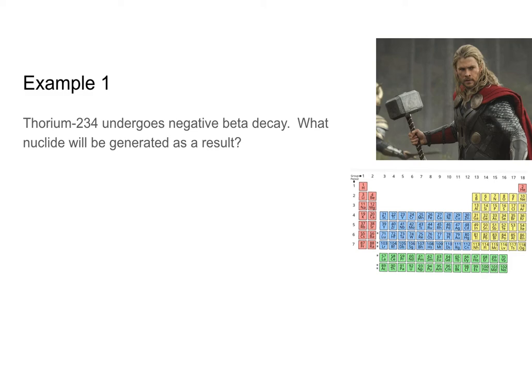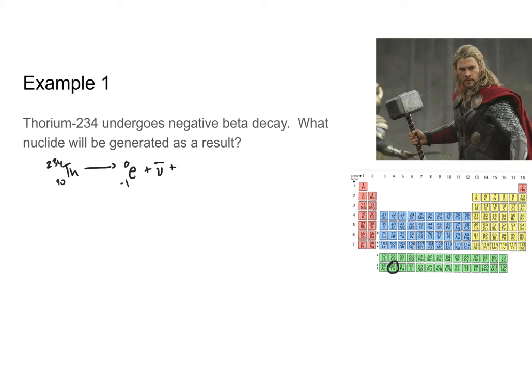So in our first example, thorium-234 undergoes negative beta decay. What nuclide will be generated as a result? I'm going to let you know, when you're doing these problems, you probably want to have a periodic table handy. So we're going to look through our periodic table, and we can find thorium here at number 90. So we're going to start with thorium-234, 90, and that's going to undergo negative beta decay. So I know that an electron with a mass of 0 and a charge of -1 is going to get released, as well as an electron antineutrino.